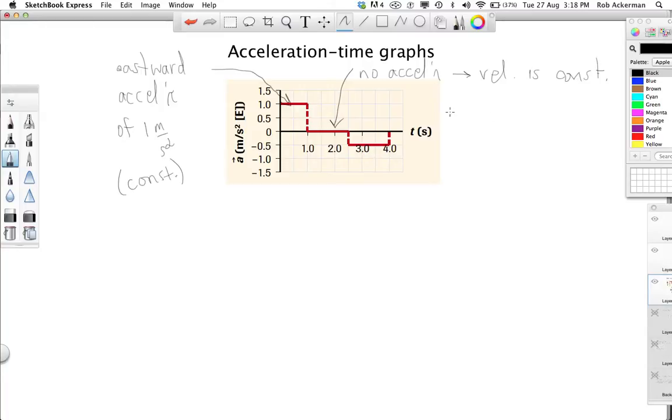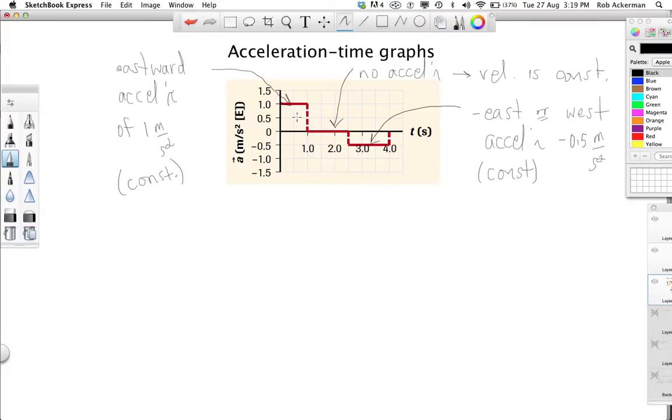And then finally, in this last region here, we have a negative east or a west acceleration. And again, it is a constant acceleration shown by the fact that the line is flat, negative 0.5 meter per second squared. Okay, so there's an analysis of the shapes.